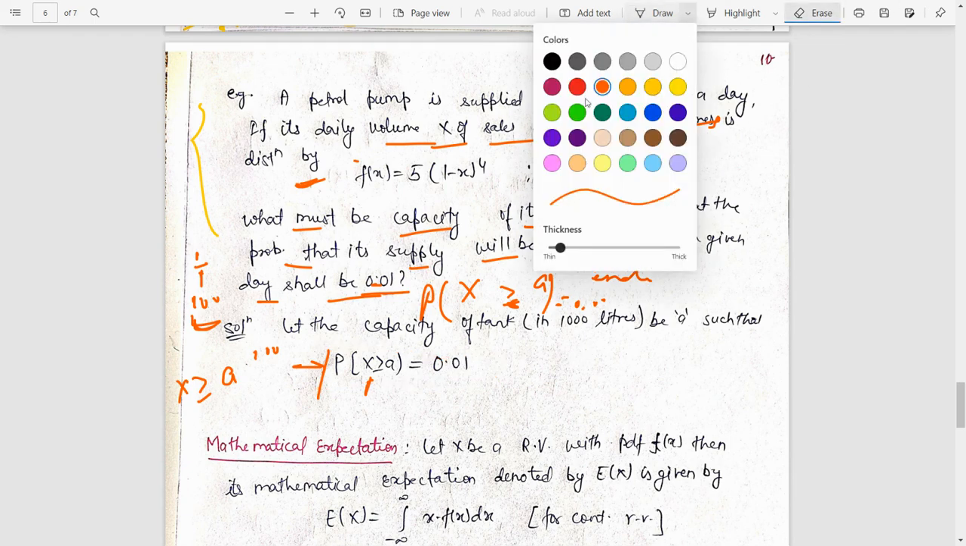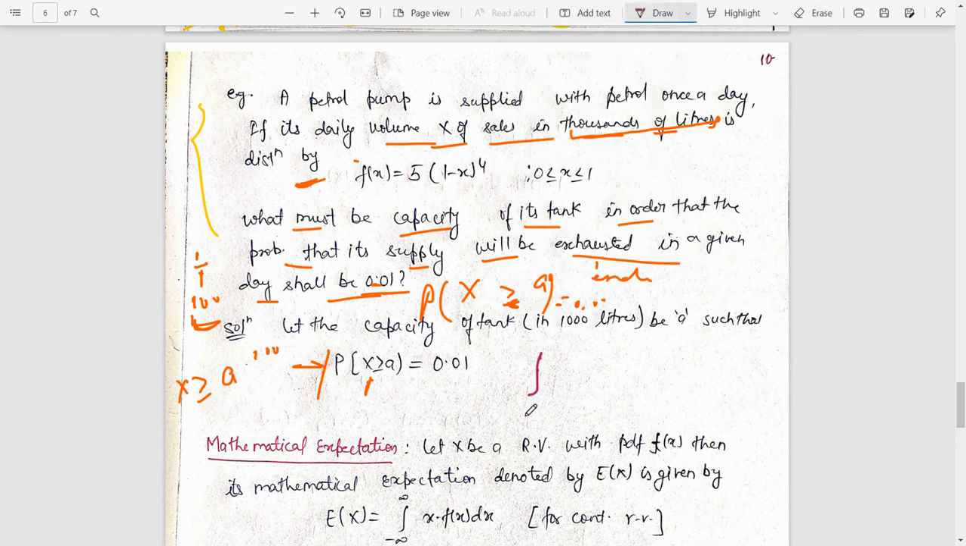Obviously, at this point, you can find this probability by doing the integration from A to 1. Why A to 1? Because this particular variable lies between 0 and 1, and X must be somewhere between here. So the integral from A to 1 of fx dx, which means the integral from A to 1 of 5 times (1 minus x) to the power 4 dx, should equal 0.01.